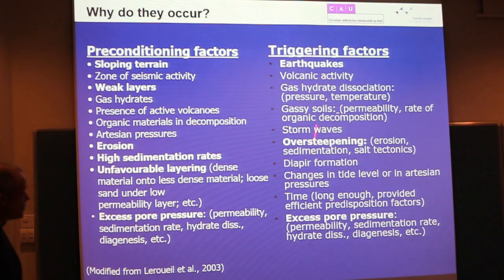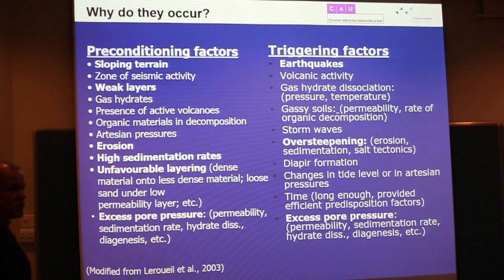These final triggers, there's also a very long list, but I would say at least 90% of all final triggers are earthquakes. So if you have a potentially unstable slope, and then you have maybe even a small earthquake, then the forces may be enough to trigger your landslide.